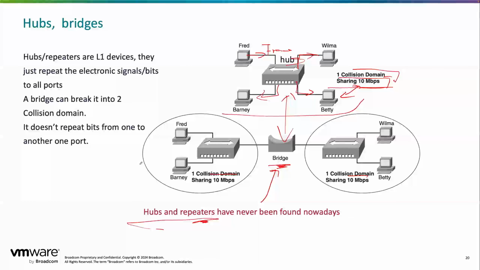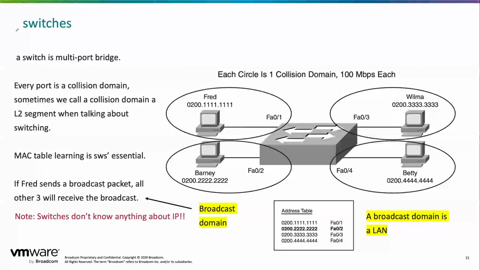And be careful here: if Fred wants to talk with Wilma, the bridge has to have a table to know that Wilma is located outside this interface, and Fred and Barney are sitting outside this interface. So that's the time that switches come into play.